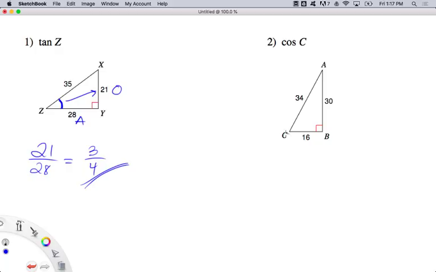Similar to this is cosine of c. I identify my angle. Cosine is what ratio? What sides? Good, so I identify those sides. Here's my adjacent side. Here's my hypotenuse. Therefore, the cosine of c is adjacent, which is 16, over hypotenuse, which is 34, which simplifies to 8 over 17. And I'm done.